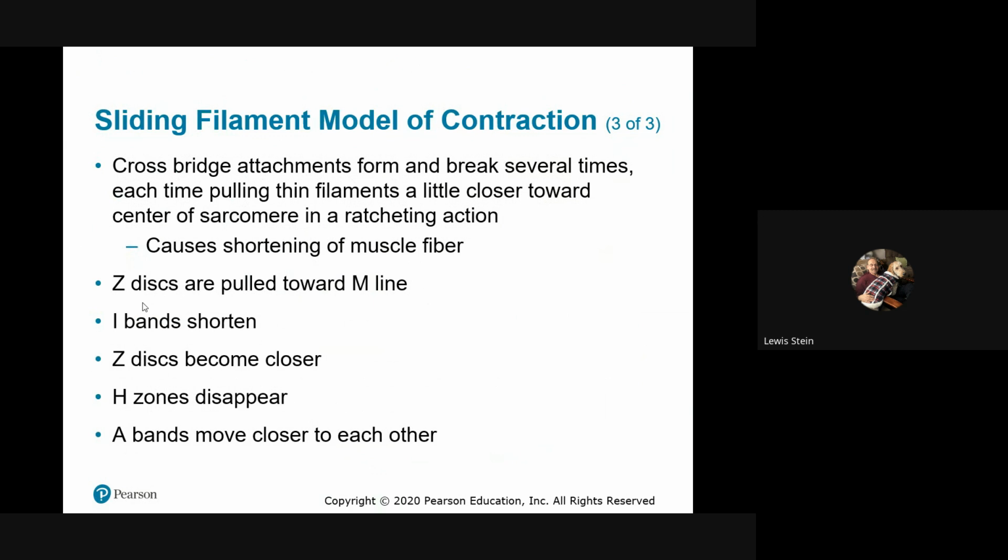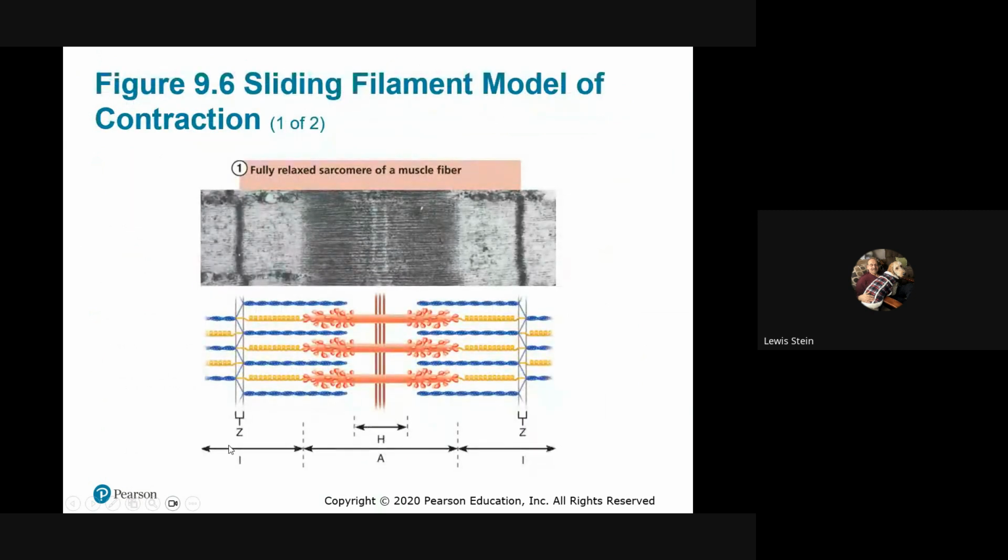You're going to see the I bands appear shorter. They are narrower, if you want to think of it that way. The Z discs come together. The fact that the H zone disappears and the A band moving is not so much. This is a micrograph, and this is the schematic, the illustration that we saw before.